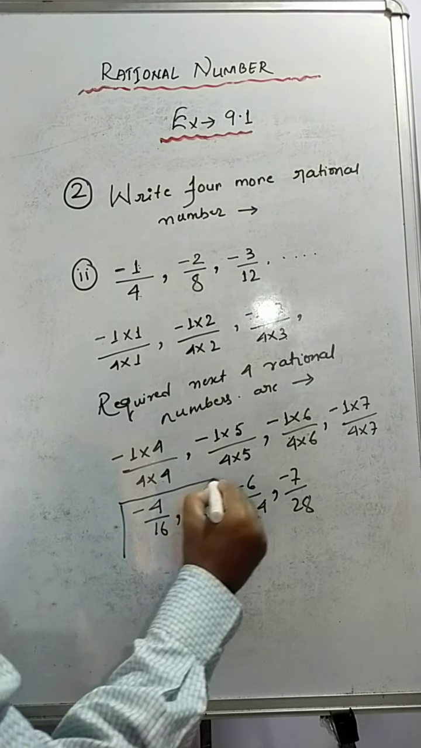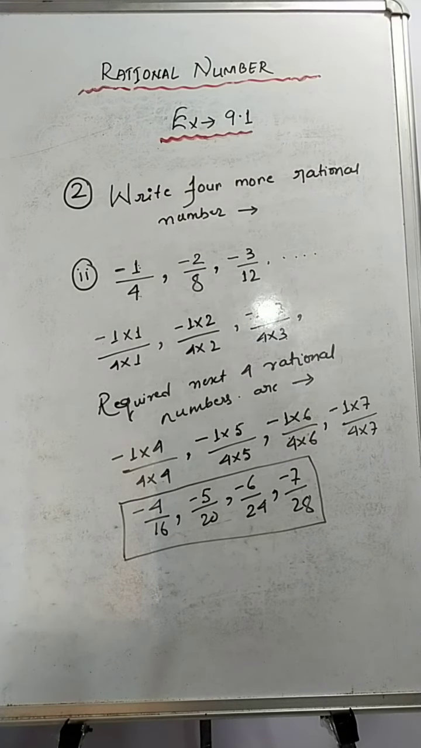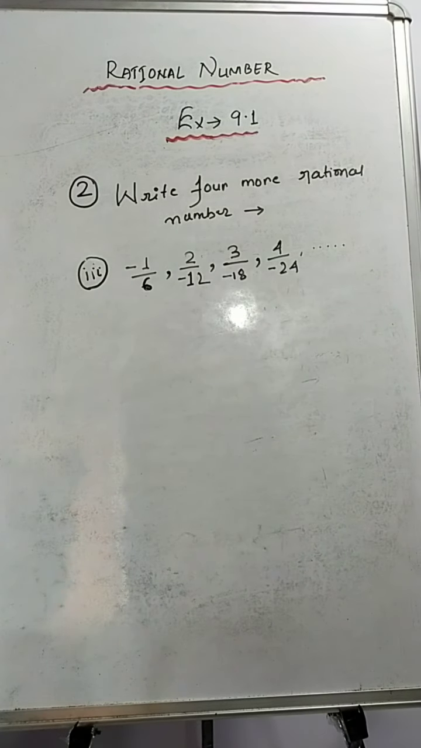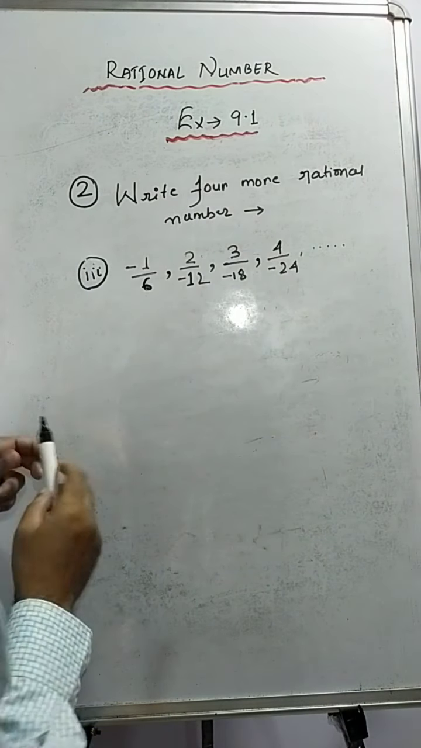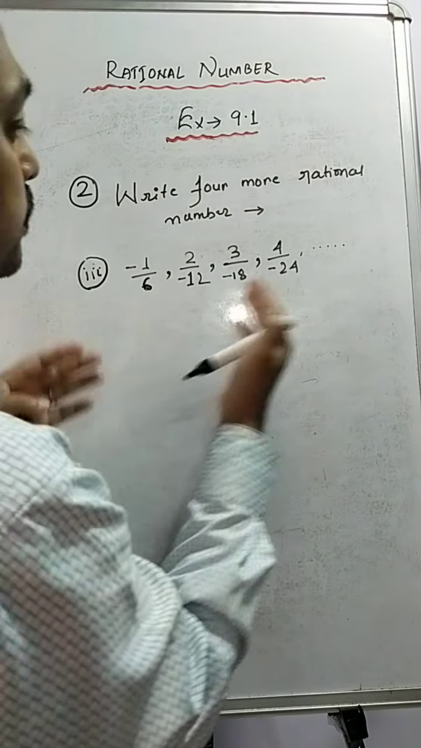So these are the next 4 rational numbers. Okay? So we'll put it inside the box only. Okay? Now let's move on to sum number 3. Sum number 3 is more or less the same, students. So I will make you understand how exactly the rational numbers are proceeding.